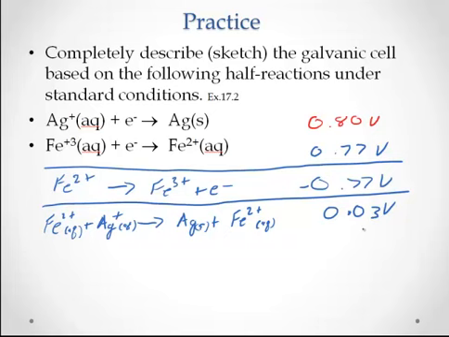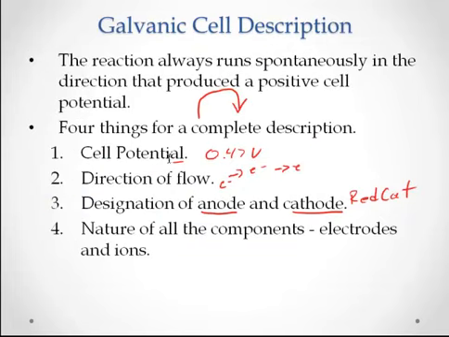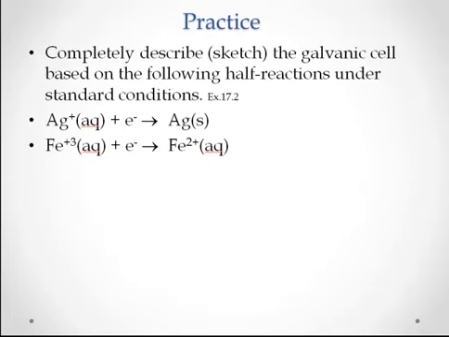Okay, so I've done one part of it. I've written out the full reaction and calculated the voltage. Let's see what else we have to do. I've done the cell potential, and that's really all I've done. I've got the rest of these to do. For points 2, 3, and 4, I'm going to have to use my awesome artistic skills, which you guys are very familiar with.